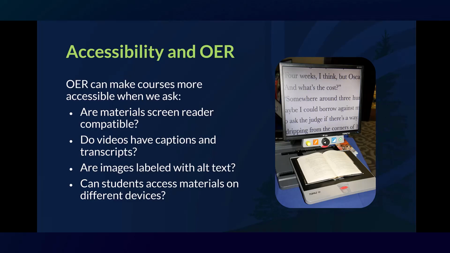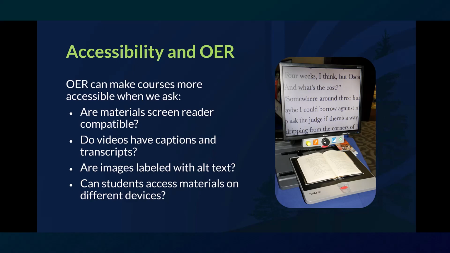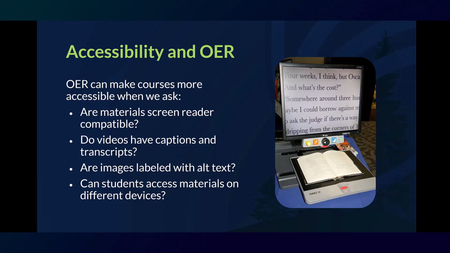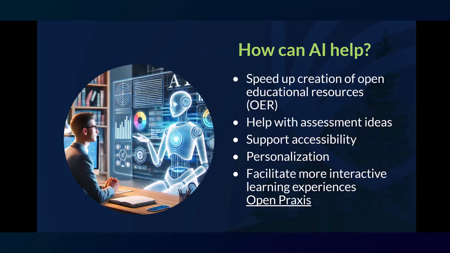One of the biggest strengths of OER is the chance to make materials more accessible to all students. When choosing or adapting OER, it's important to ask, can a screen reader handle this? Are videos captioned? Are images labeled with alt text so learners can engage? Can students access materials on different devices, such as a cell phone? Accessibility isn't just a legal requirement, it's a core part of equity. Making sure everyone can actually use the materials from day one is key to inclusive teaching.